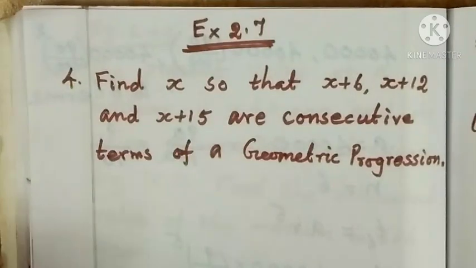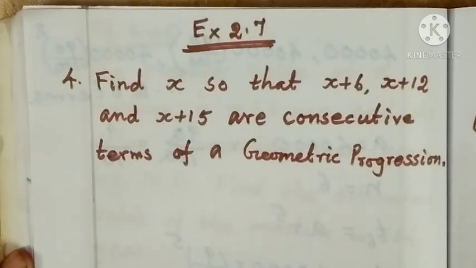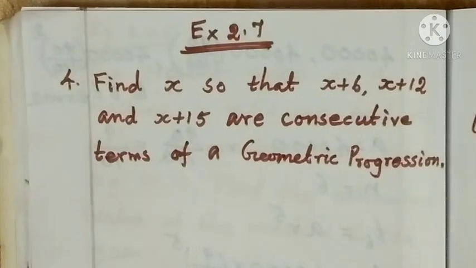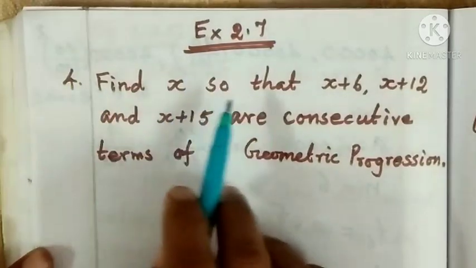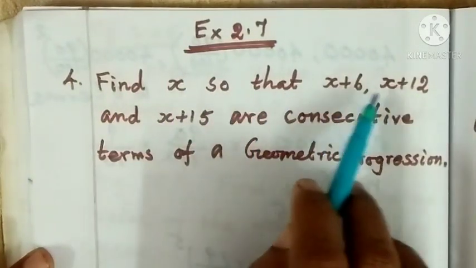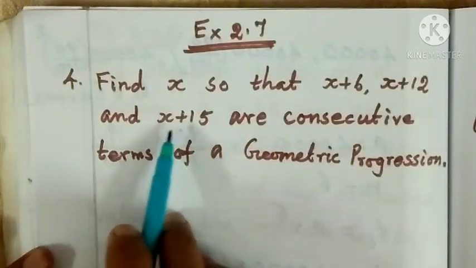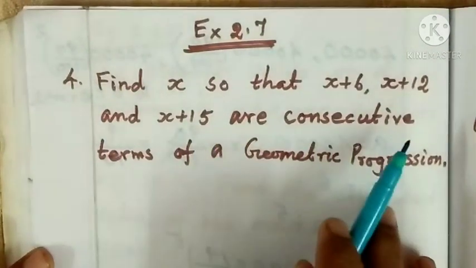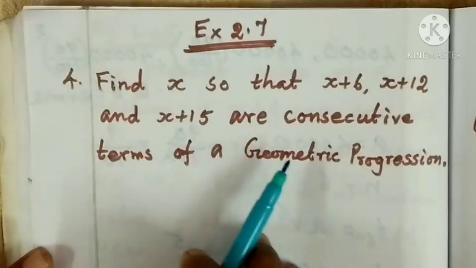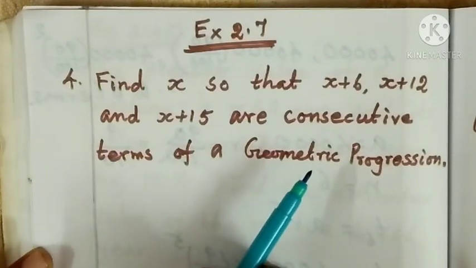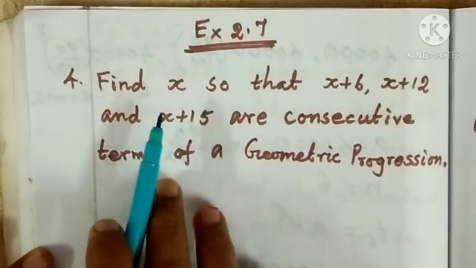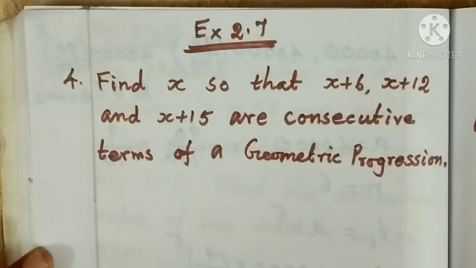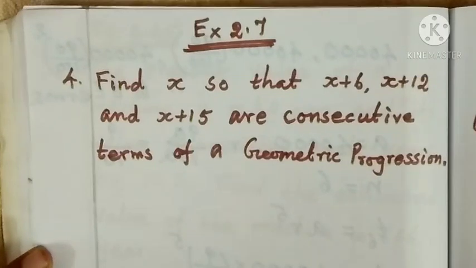Now let us start to do the exercise 2.7 problems. See the fourth question. Find x so that x plus 6, x plus 12 and x plus 15 are consecutive terms of a geometric progression. In this question, GP is given. We have to find the value of x. Let us do the solution.